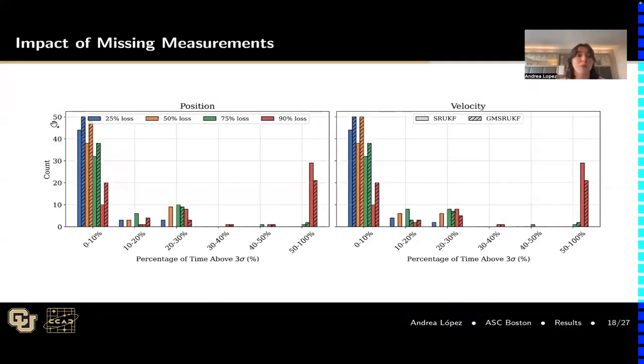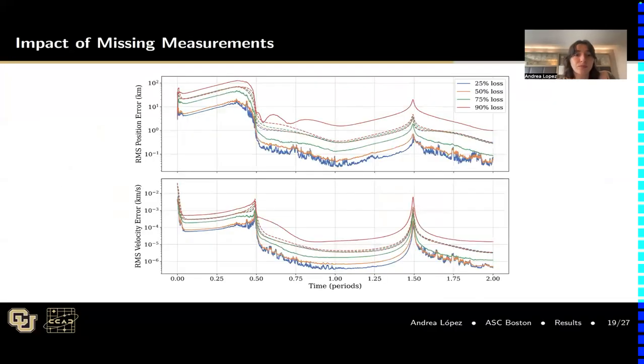We see here how there's a bit of a degradation with the increased probability of missed measurements. And we can also see how the Gaussian mixture version is performing a little bit better than the single filter. And actually for the 25% loss and 50% loss, all of the cases are in the 0 to 10%, which is a great result. And then when we look at the last bin, we also see more failed cases for the single filter than for the Gaussian mixture.